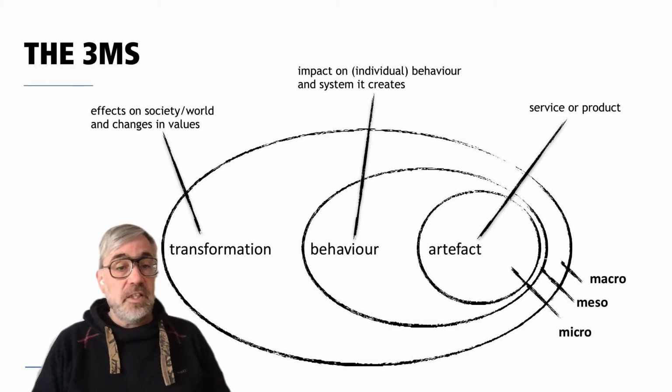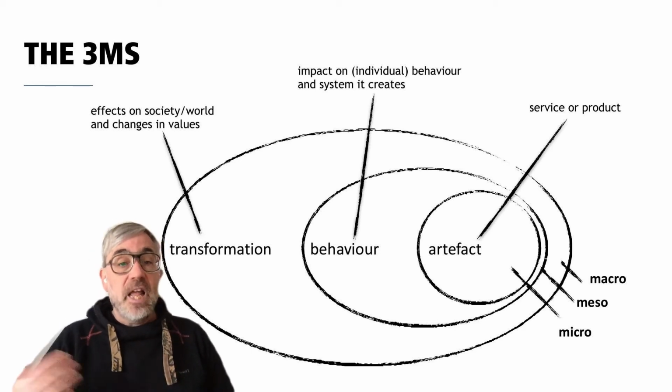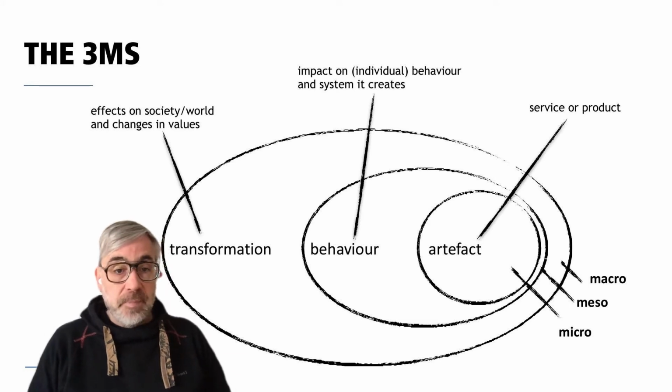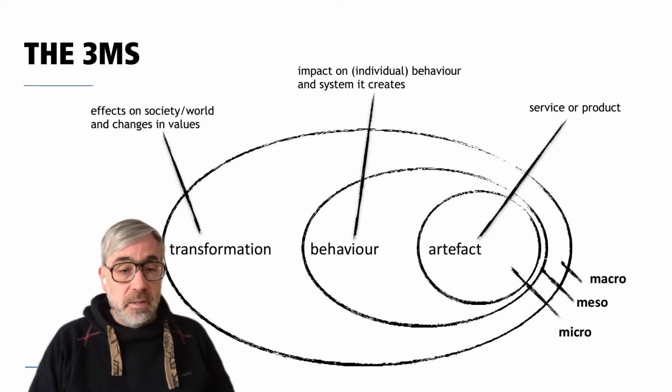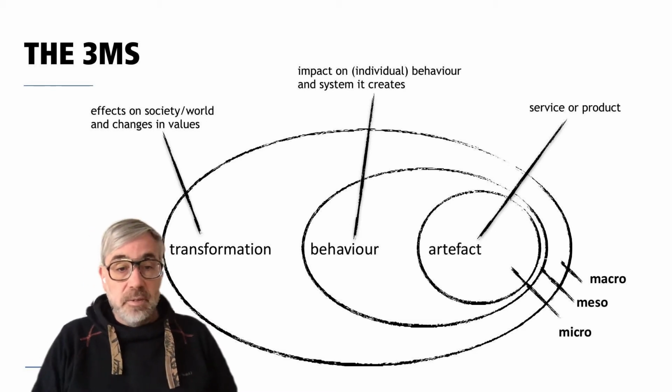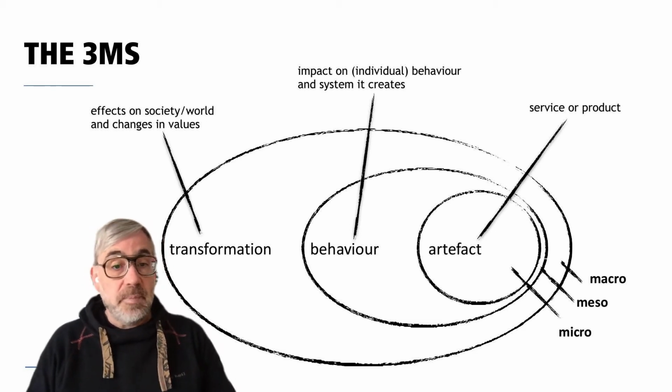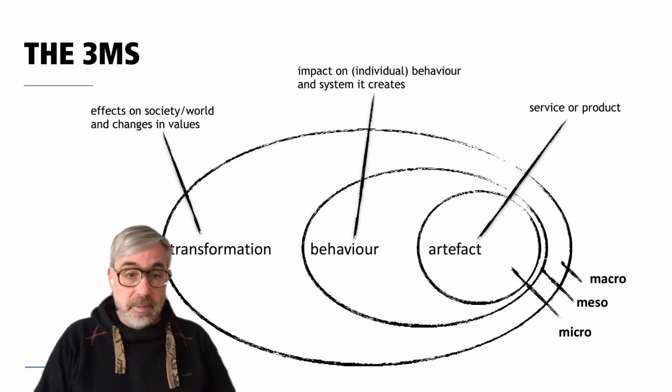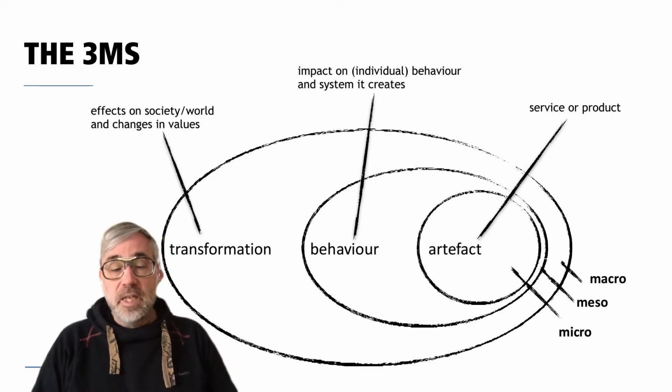And then there are the transformations. Those are not visible. You can't walk into the streets and see those transformations. Well, we can observe the behavior, and we can also see the artifacts. So this is quite difficult. But it is the long-term effect that a design has.